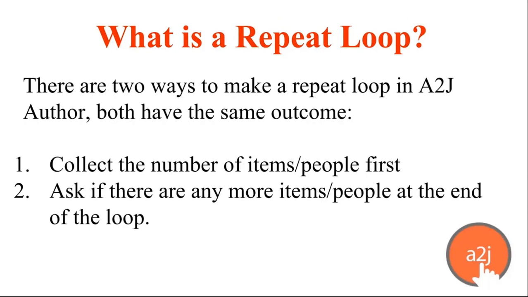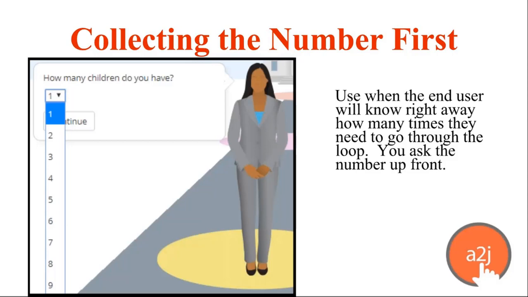There are two ways in A2J Author to do repeat loops, and both have the same outcome, but they have a different front-end interaction with the end user. So the first way we're going to talk about is collecting the number of items or the number of people, the number of times the end user has to go through the loop first. You ask them upfront for that number. The second way is to ask if there are any more items or people at the end of the question series of loops. And when I get to each one of these, I'll talk about the best case for where to use them. So the first way is collecting the number upfront.